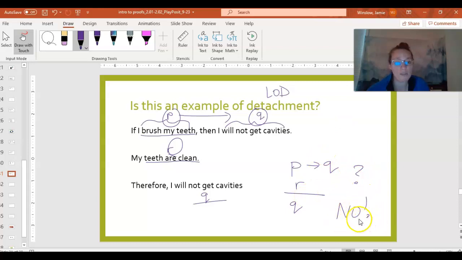Nope. This would have to be P, right? We don't know anything about R in this example. We don't know why the teeth are clean. Maybe they went to the dentist. Maybe they used mouthwash. Maybe they used their finger. I don't know. Maybe they got dentures.